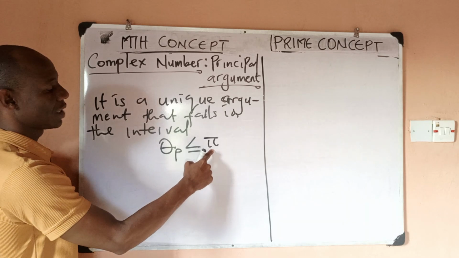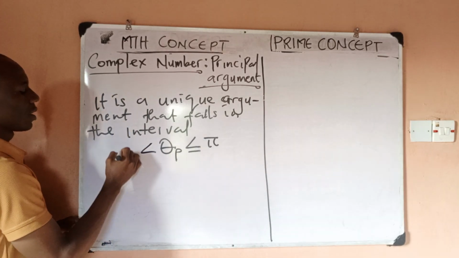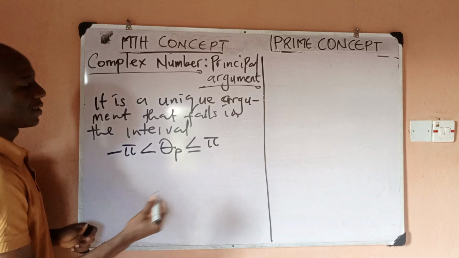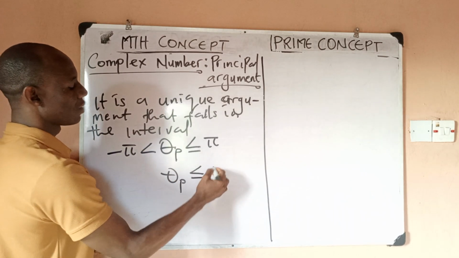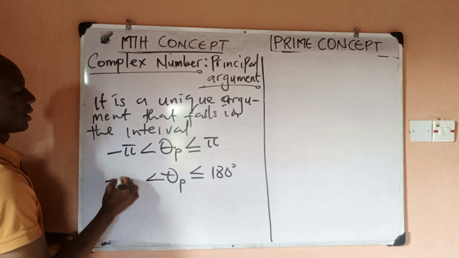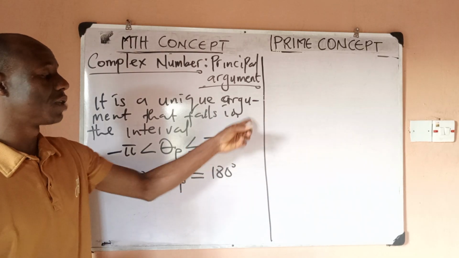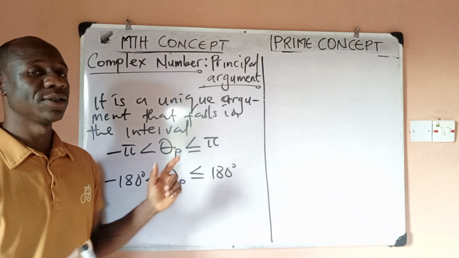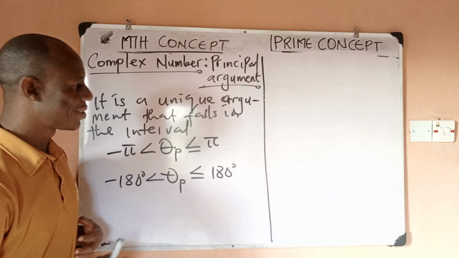Remember, pi means 180 degree. And then strictly greater than negative 180. Or you can simply say that the principal argument is at most 180 degree, then strictly greater than negative 180 degree. They are saying the same thing, just that this is in radian, this is in degree. So this is the range of interval for the principal argument.